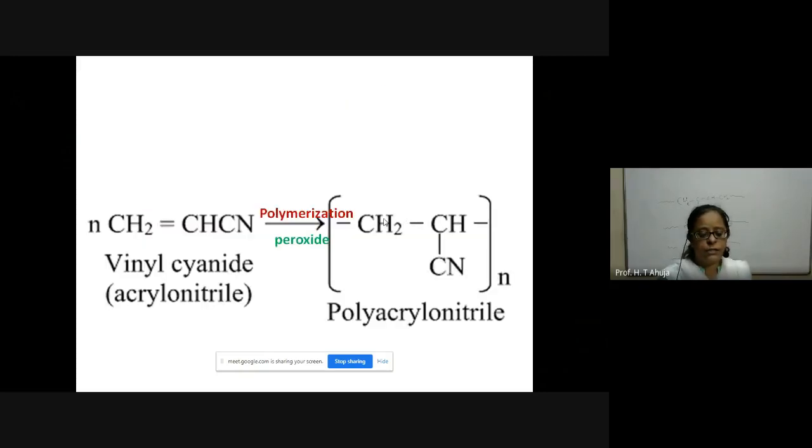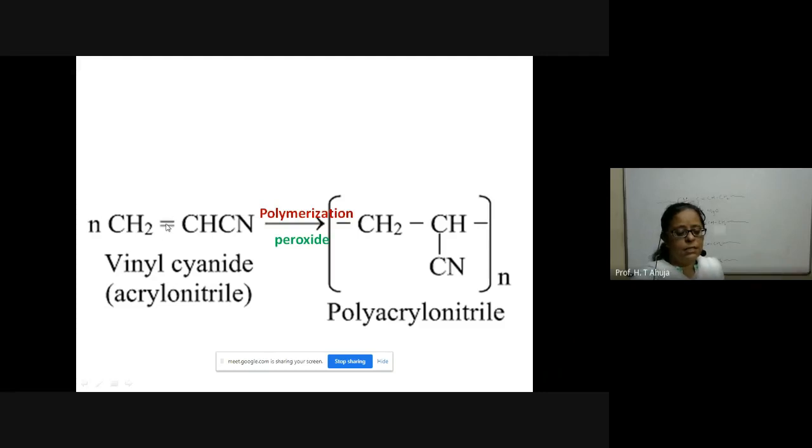Now you see the reaction, and why I called it an addition reaction. On the screen, the monomer is CH2=CHCN. This is nothing but acrylonitrile, and its common name is vinyl cyanide. Now, n number of monomers, under certain conditions, in the presence of peroxide, undergo polymerization and you get polyacrylonitrile. So this is the polymer which we are getting.